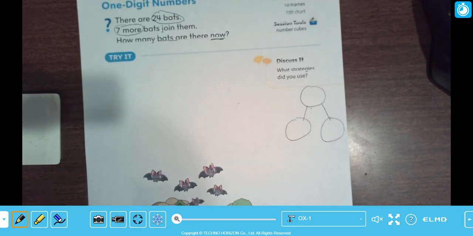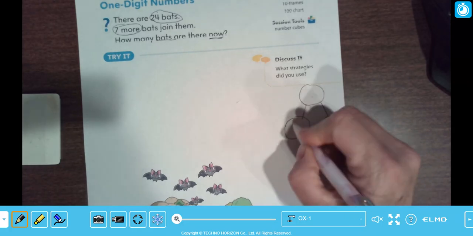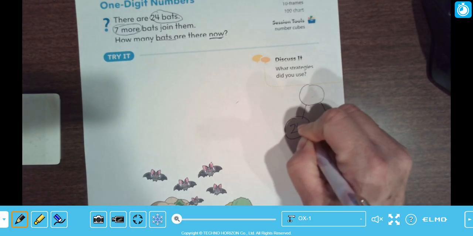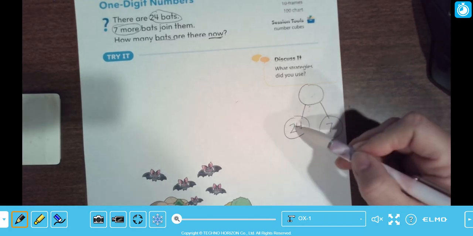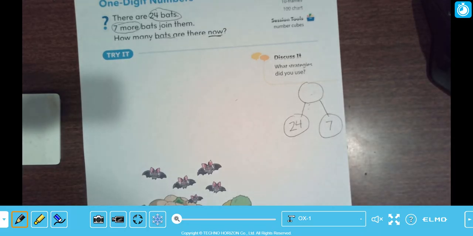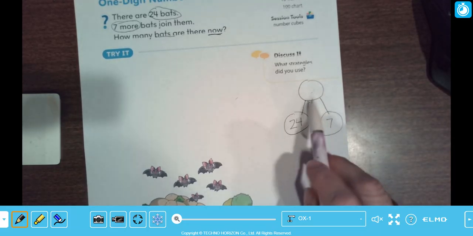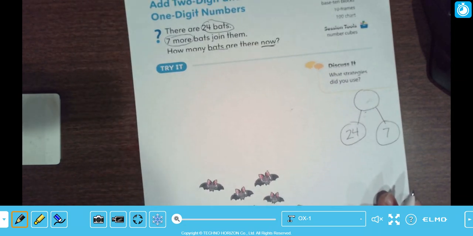Okay, do we know how many all the bats are? Before 7 more joined. Okay. Oh, we don't know how many there are now. But we know that there were 24 at the beginning and then 7 came. But we don't know all the bats, the ones at the beginning and the 7. We don't know all of them. So that's blank. So that's what we're going to find out, buddy, all the bats. Okay.